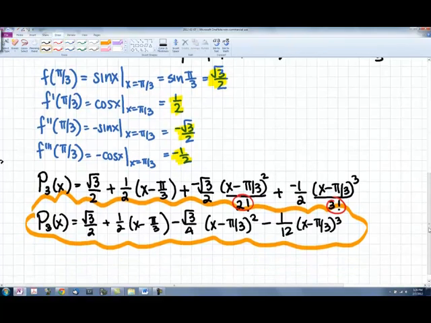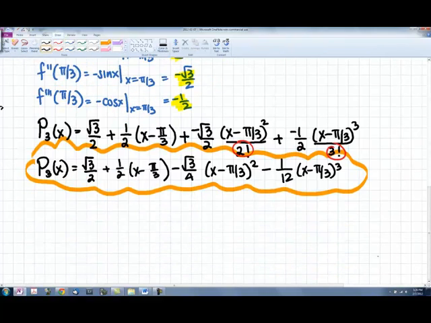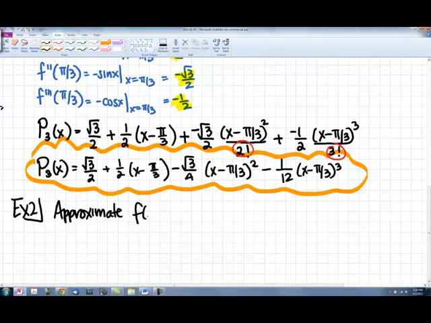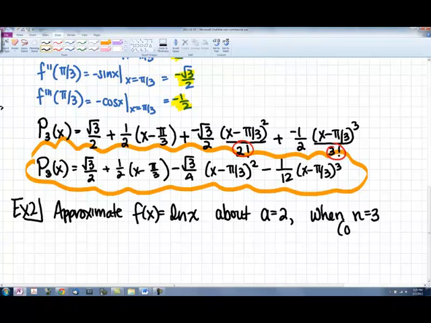So let's try a second example. Let's approximate our function f of x equals ln of x about a equals 2 when n equals 3. And n is the order, so this means third order or nth order.